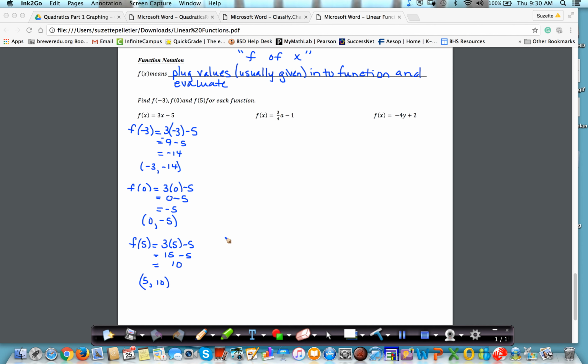All right? So they want you to do that. Test -3, 0, and 5, and do it for all 3 equations. So I'm going to leave these last 2. Be careful with this fraction; we can do this one on the board when you come to class. Do these last 2 and see what 3 ordered pairs you get for each one.